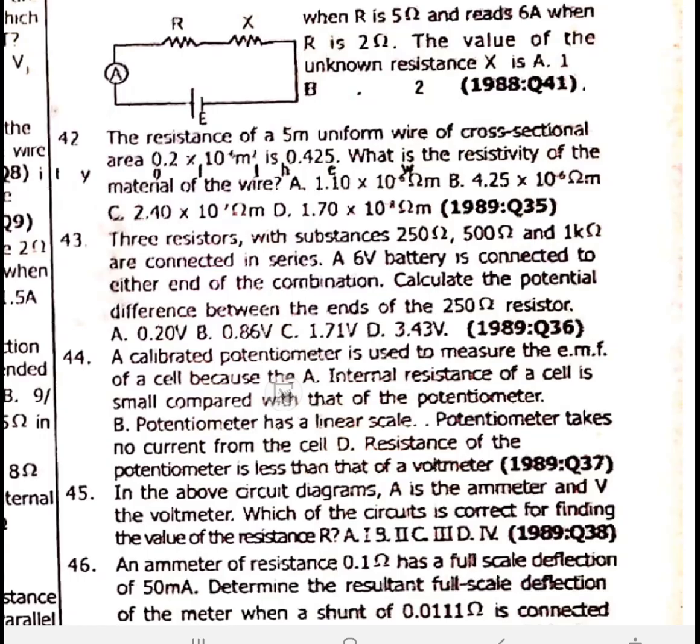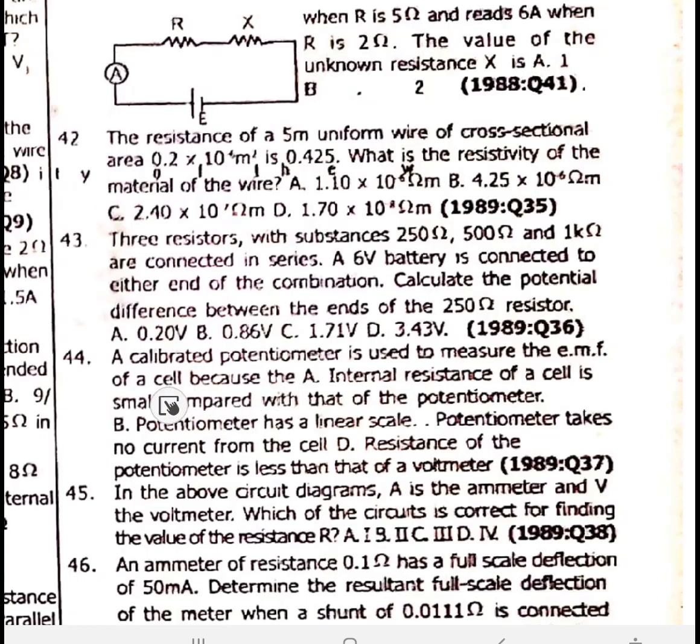Next, potentiometer. It takes no current from the cell. Number 2, it measures EMF with precision. Number 3, it does not use a pointer, so it's not prone to parallax error. And lastly, it measures EMF in open circuit when the cell delivers no current to the circuit.